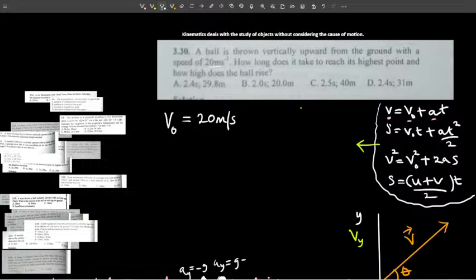All right, but this v naught is in which direction now? It's not in the x direction. They said it is thrown vertically upward from the ground, so vertically upward. So this v naught now is in the y direction.